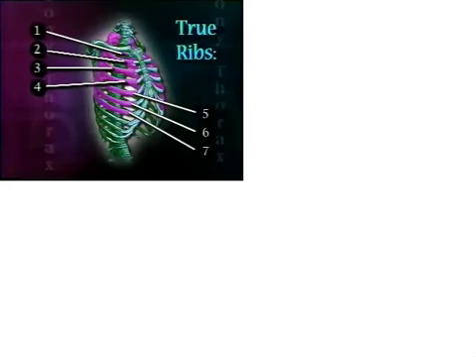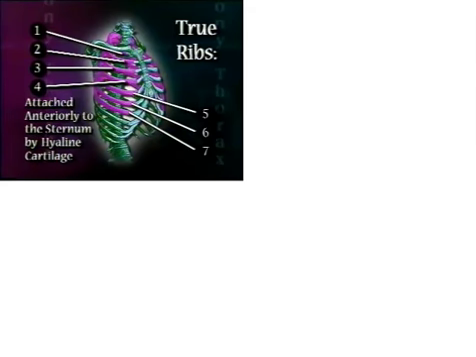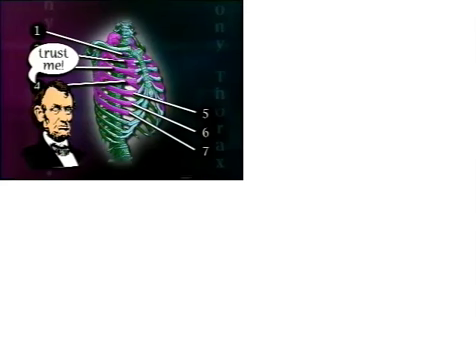The first 7 ribs are called the true ribs. The true ribs are attached anteriorly to the sternum by hyaline cartilage, a special type of cartilage, and they are, of course, as stalwart and honest as Abe Lincoln.